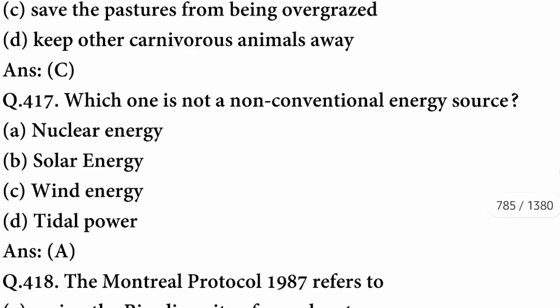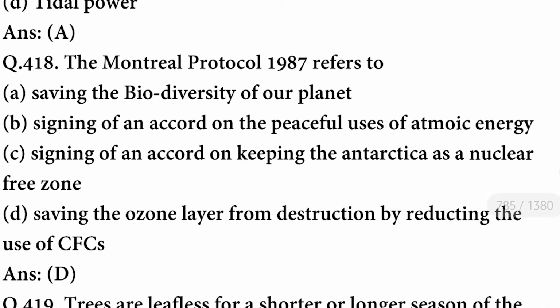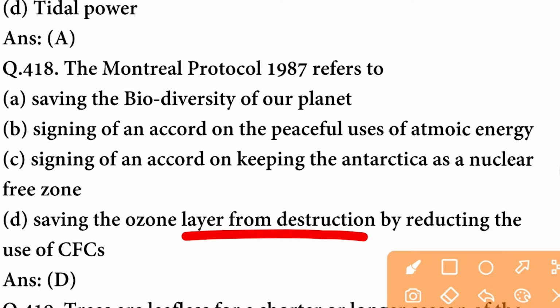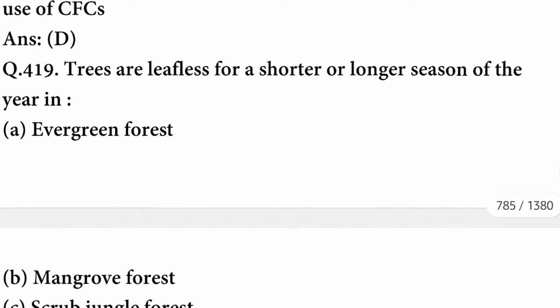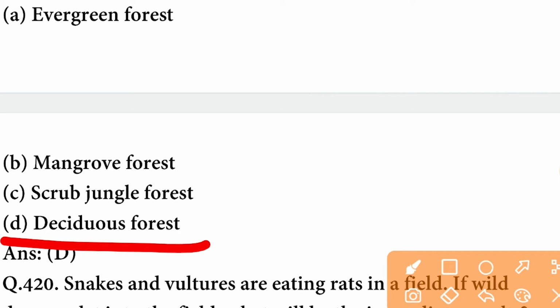Which one is not a non-conventional energy source? It is nuclear energy. A option is correct. The Montreal Protocol 1987 refers to saving the ozone layer from destruction by reducing the use of CFCs. D option is correct. Next question. Trees are leafless for a shorter or longer season of the year in deciduous forest.